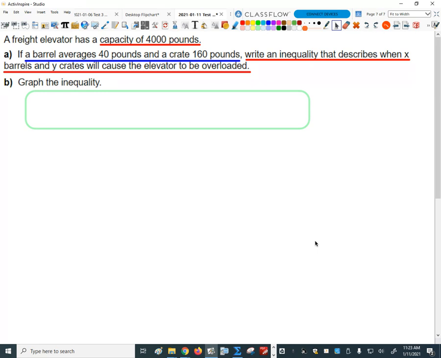So they're not asking for the ones that the elevator could carry. They're asking for the different combinations that would overload the elevator. Okay, so we've got to come up with this inequality. First of all, what are X and Y? I always want to start with that. They tell us right here. X represents barrels, so X is the number of barrels. And Y is the number of crates.